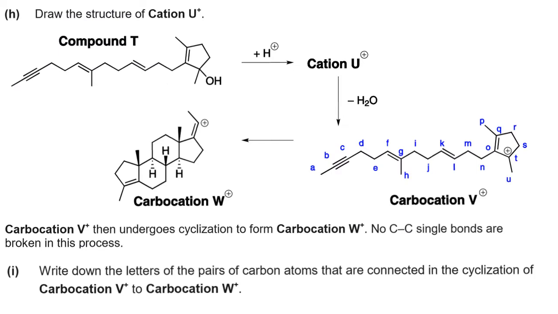Part H at first sight looks really challenging because we've got compound T, which is quite a big molecule. However, if you look at the reaction that's happening to form cation U+, it's actually just a protonation step. It's only got +H+ written on the arrow. So we need to look at compound T and work out where would be the easiest place to protonate, what's the most basic group. That will have to be the OH in the molecule there.